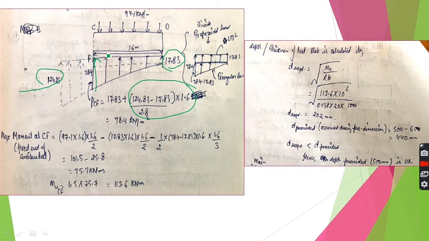This is a trapezoidal load. So we calculate the moment at CF. So we use the formula sigma M at C is equal to 0. So the moment due to this UDL at this point will be 97.1 into the centroid of this UDL, that is 1.6 into 1.6 by 2. 1.6 by 2 is the lever arm of this particular force.